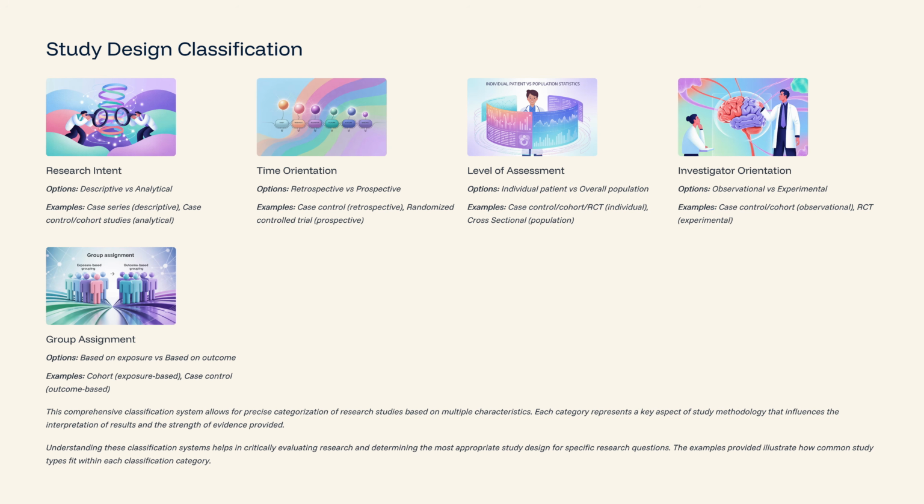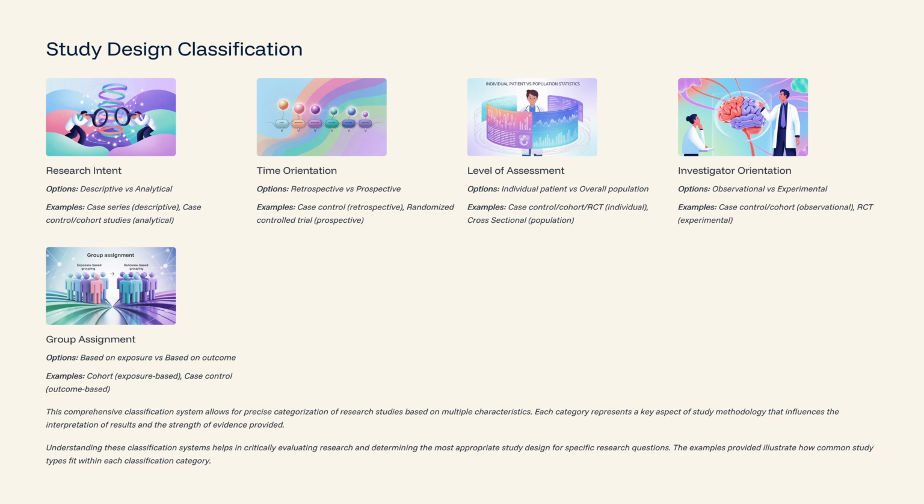So you might classify them based on research intent. So why are they being done? Are they descriptive? Are they just describing some sort of disease state? Are they actually trying to look at some sort of outcome in an analytical way? So case series are descriptive. Case control cohort studies are analytical. What about their time orientation? You could classify studies based on that. Are they looking at the past, retrospective, or are they looking at the future, prospective? And an example of this, case controls are retrospective, randomized controlled trials are prospective.